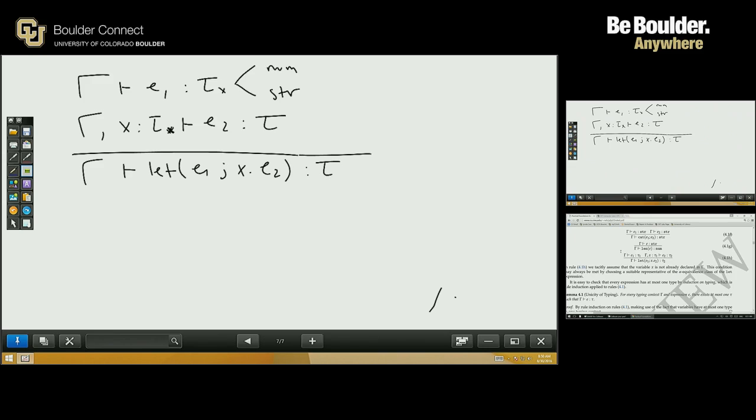Any questions about that rule? Does it make sense? Let's do an example just to make sure it makes sense.